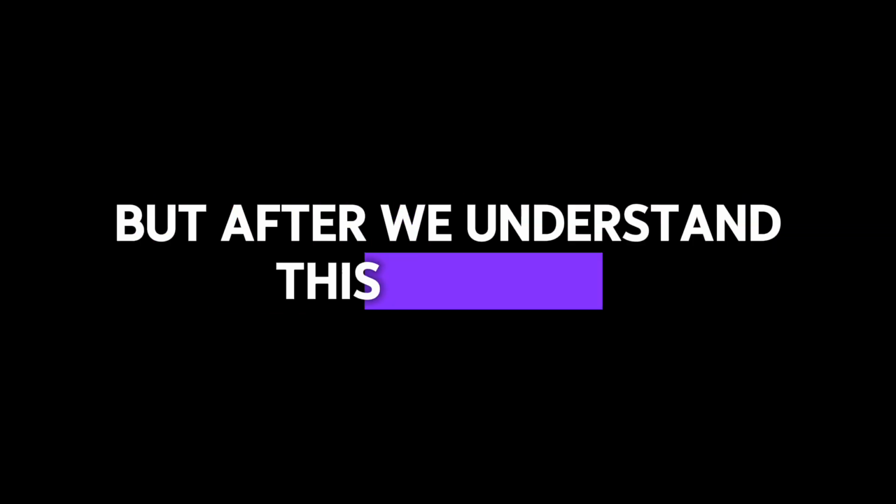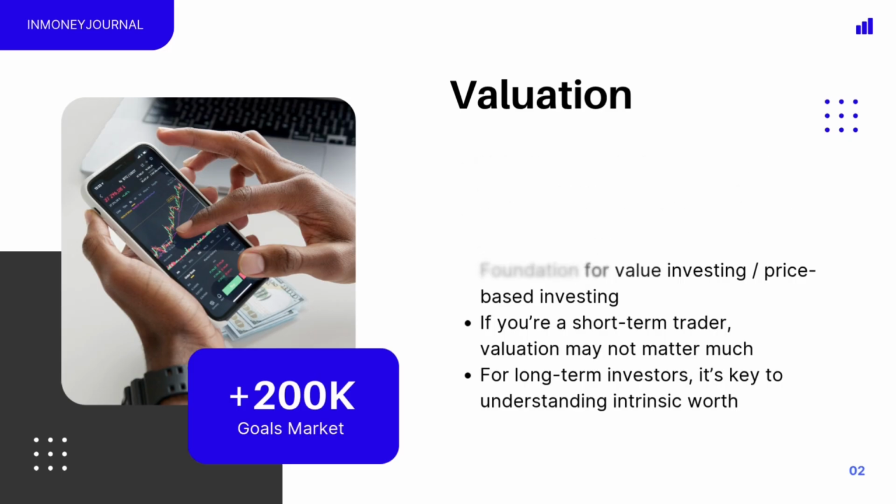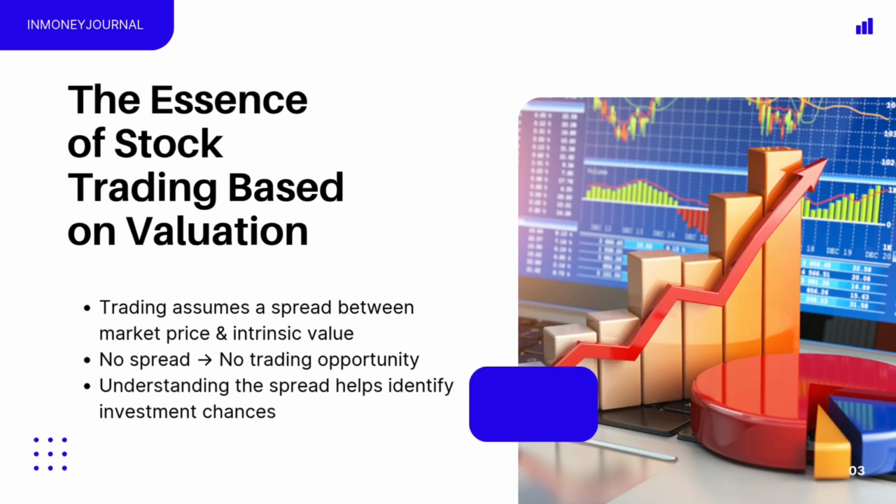But after we understand this concept, we need to extend it and know the essence of trading stocks. That is, if we trade based on valuation, what should be our essence? First, the premise of all trading is to assume that there is a spread between market price and intrinsic value, which is the valuation we just mentioned. This spread may be high or low, but it must exist because only when a spread appears do you have the premise for a trade. If valuation and market price are exactly the same, you basically have no so-called trading opportunity. Alright, this is the first thing we assume, that there is a spread between market price and intrinsic value.